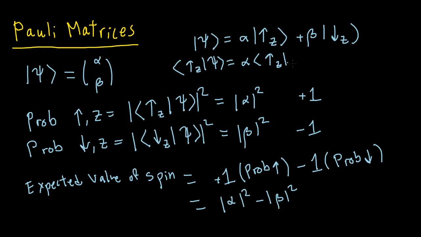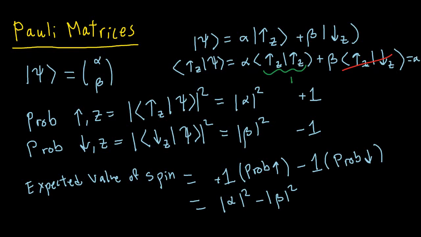alpha times the inner product of the spin up state with the spin up state plus beta times the inner product of the spin up state with the spin down state. But we know that the inner product of the spin up state with the spin down state is 0, while the inner product of the spin up state with the spin up state is 1. So this is just equal to alpha.